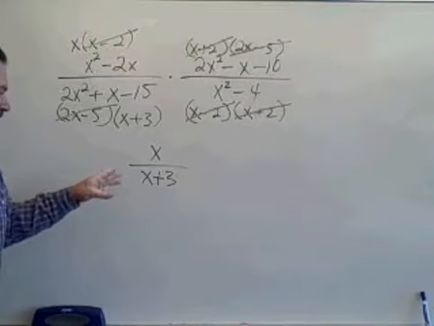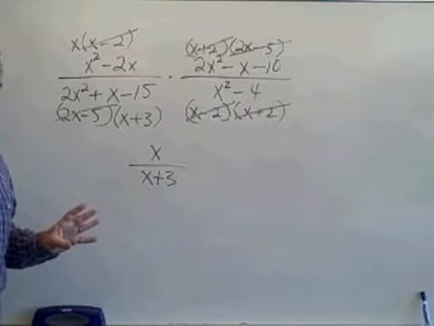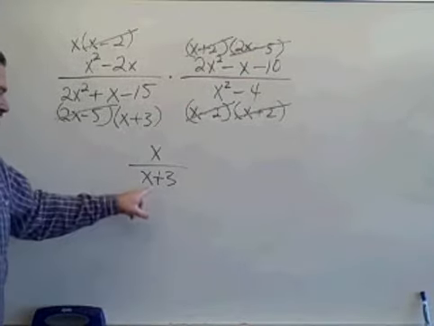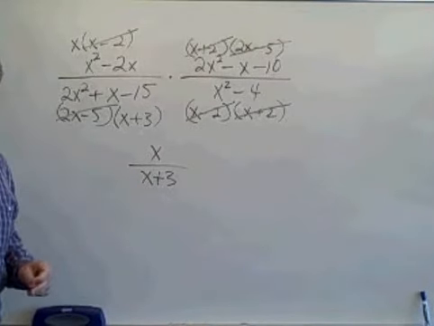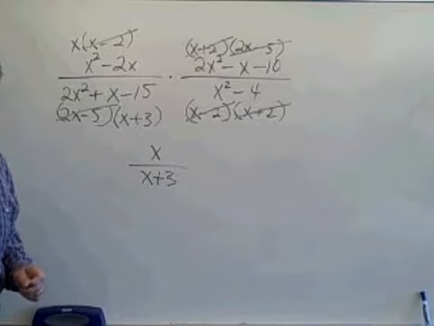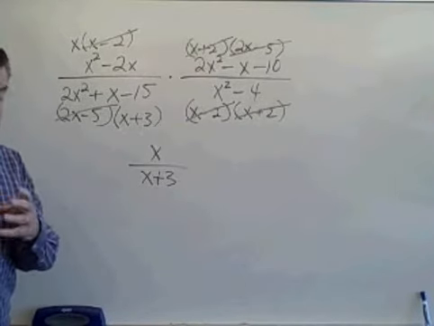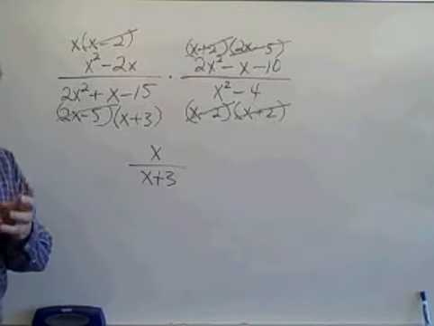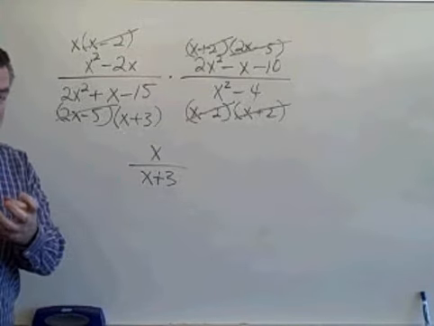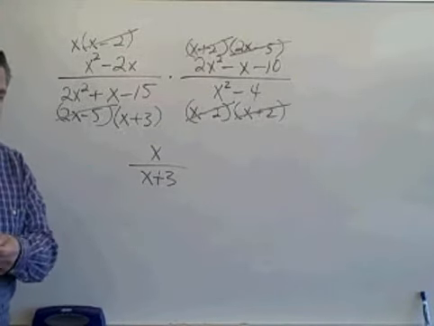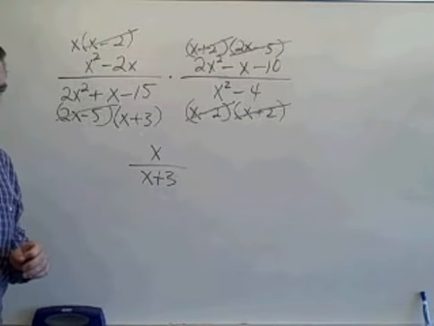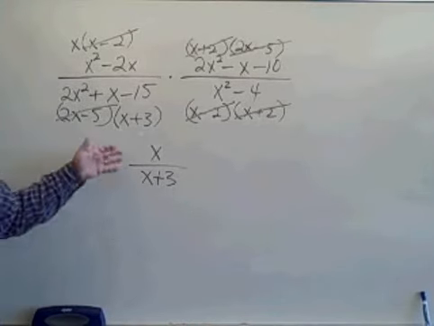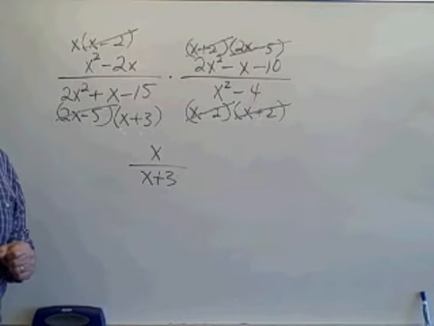Now, you might be tempted to cancel those x's, but remember that's not possible because this x is tied up in addition. We can't cancel terms that are tied up in addition, or even terms that are tied up in subtraction. We can only cancel factors, which means there has to be multiplication going on. So don't get caught by that trap that looks so good to fall into. There's our finished product, x over x plus 3.